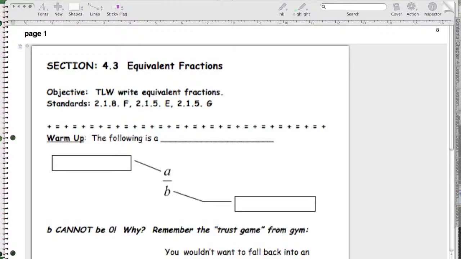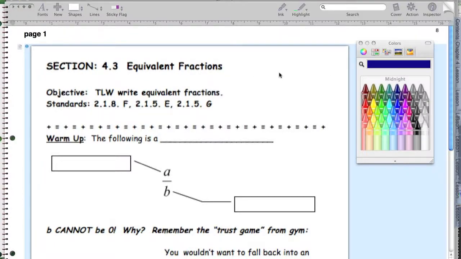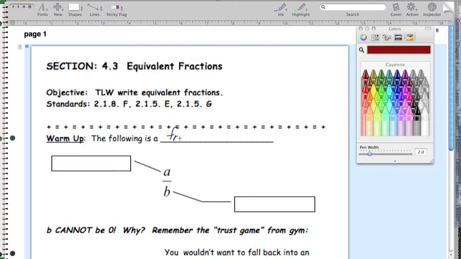Okay, let's take a look at equivalent fractions. First of all, just a little bit of a warm-up. What is this following? This following is a fraction. And it's composed of two parts. The top part is the numerator, so that's what we want to call it, not the top. The bottom, where the b is, is the denominator. Okay, so from here on out, we want to use numerator and denominator.